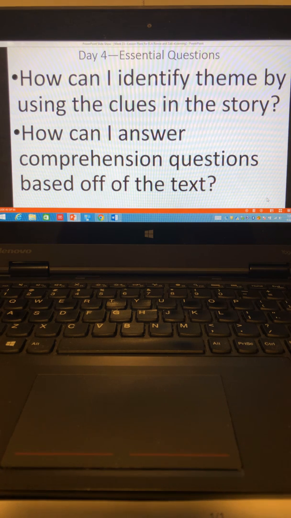Day 4 essential questions. How can I identify theme by using the clues in the story? How can I answer comprehension questions based off the text? Also today, we're going to be focusing on point of view with some extra practice from yesterday's lessons.